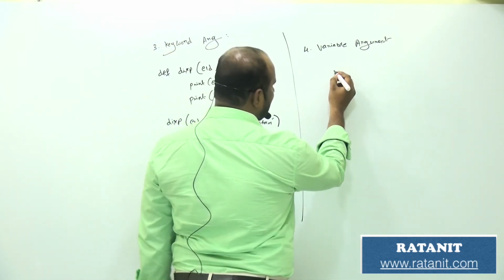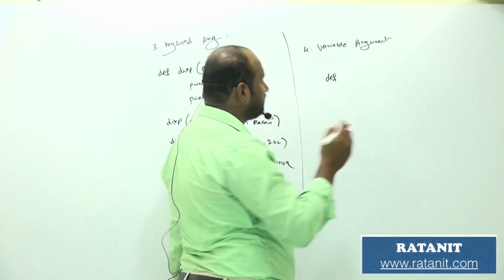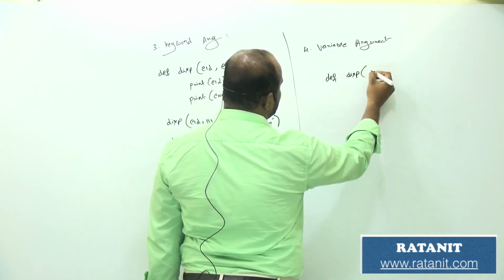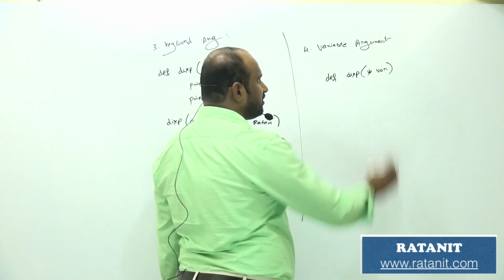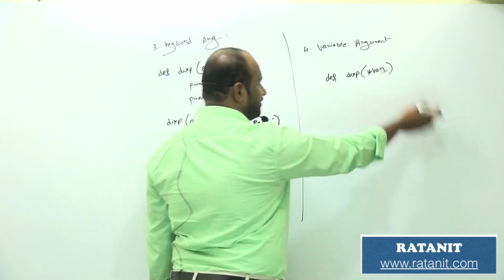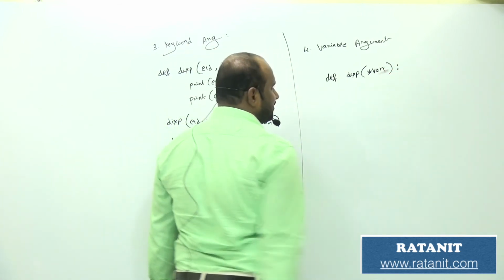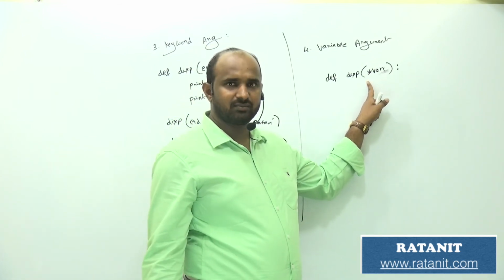What is the syntax of declaring the function? Using which keyword here? def, right? def function name. I would like to go for disp as the function name. Here simply go for star var. Don't give a space here, directly write it: star var. Then go to the colon. That's it. See, star represents what? Any number of arguments, right?